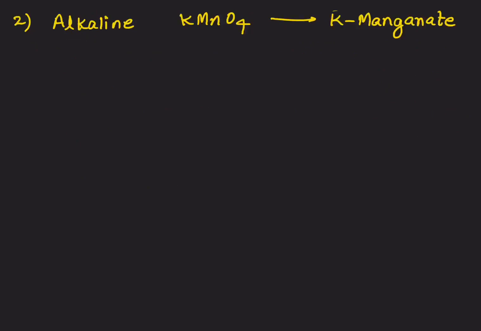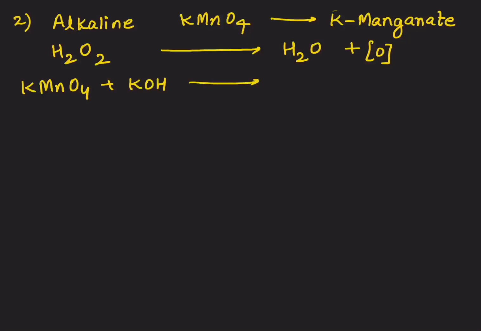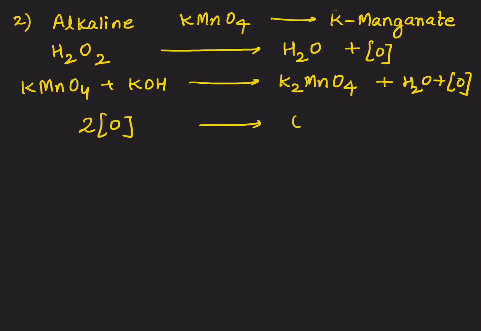For reaction with alkaline KMnO4, again the original color alkaline KMnO4, what will be the change in color and why it happens? Let us see. Again, the first step, hydrogen peroxide changes to water and nascent oxygen. Go ahead, KMnO4 will give you K2MnO4, that is potassium manganate, plus water plus nascent oxygen. And then 2 nascent oxygen combining to give you O2.